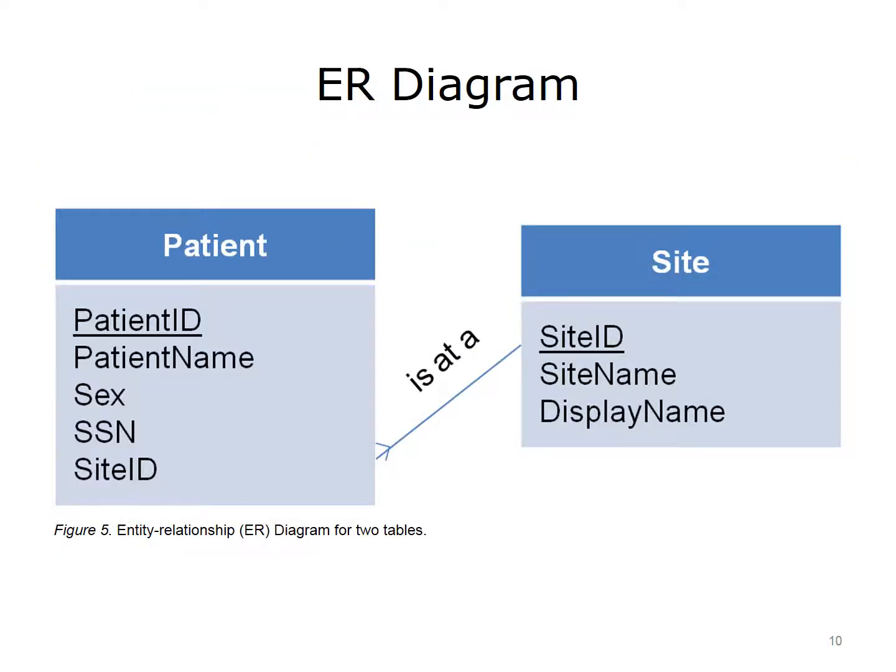This slide shows an entity relationship, or ER diagram, of the two tables. There is a relationship between patient and site by means of the site ID field in both tables. This is a one-to-many relationship. A patient is at only one site, but there may be multiple patients at a single site, and may be described as "is at a."